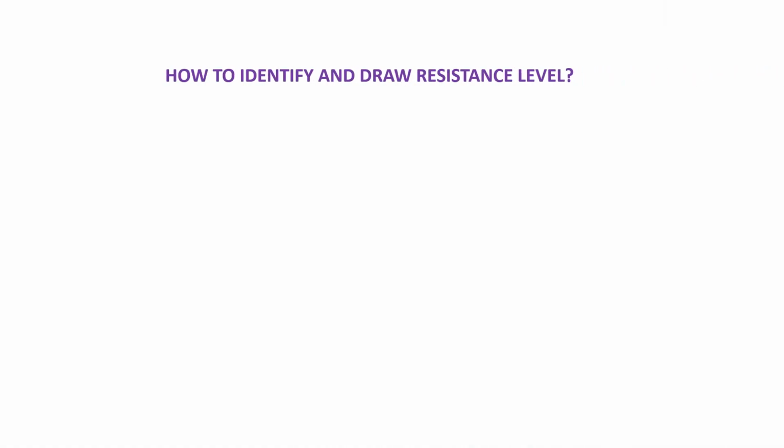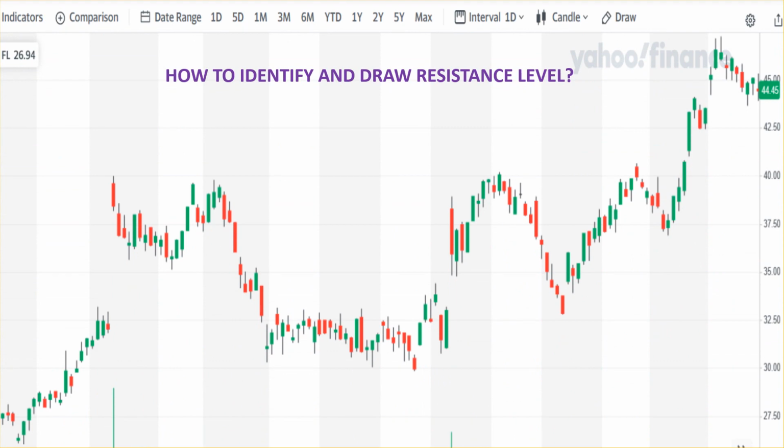How to identify and draw resistance levels. Resistance levels play a vital role in analyzing price movement. These levels act as a barrier on the chart where selling pressure dominates, preventing the price from further upward movement. Let's examine the daily chart of FL stock in the D1 time frame to understand this concept better.